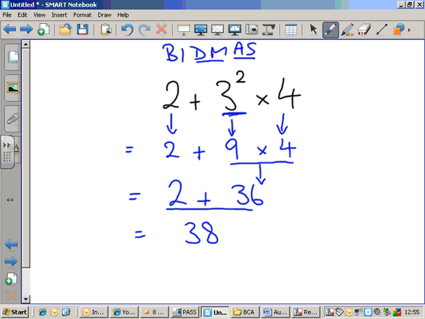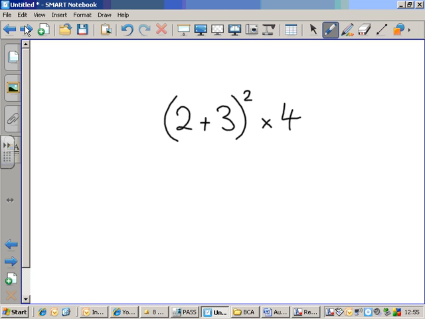So, it was a little bit more complex, wasn't it? Because we had to do the indices, we had to do the multiplying, we had to do the adding. 3 different things to do, but we did them in the right order, so we've got the right answer. Of course, you can make these as hard or as complicated as you like. Let's do another one. They can really go on and on and on if you want them to.